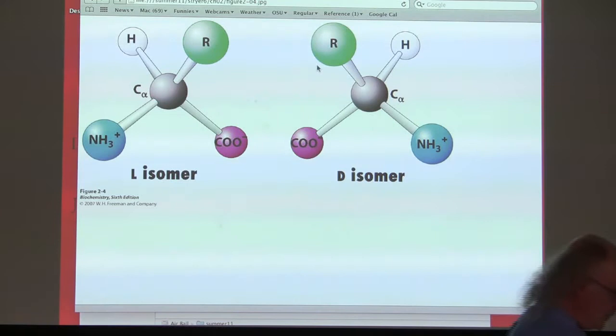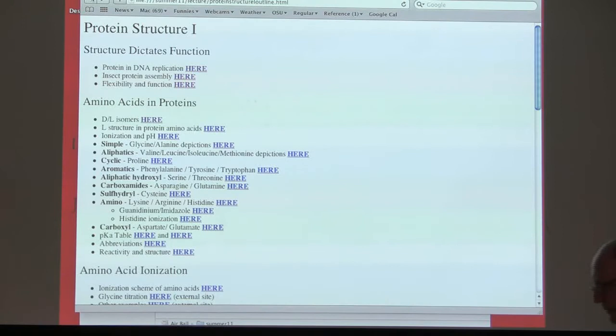Okay. Now, so the L isomer is very important. We do see the D isomer on rare occasions, and I may say something later in the term about places where we occasionally see the D isomer. But for the most part, 99.99% of all the amino acids on Earth produced biologically are produced in the L configuration.